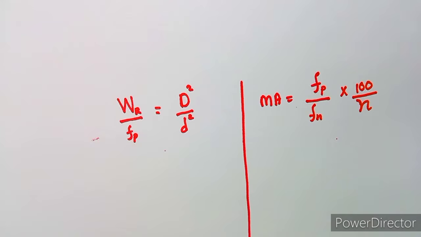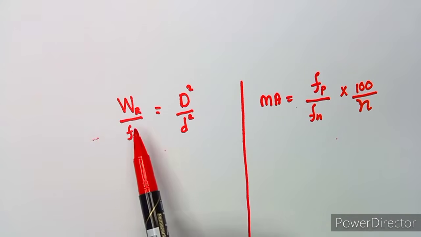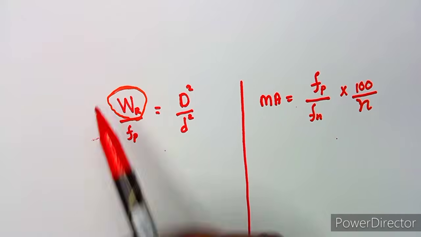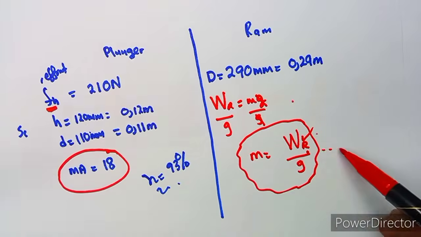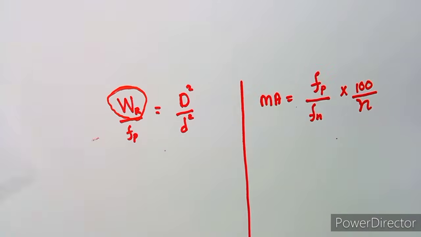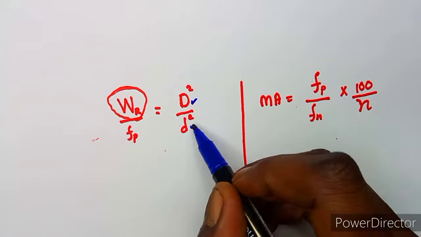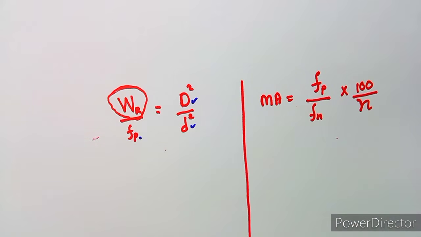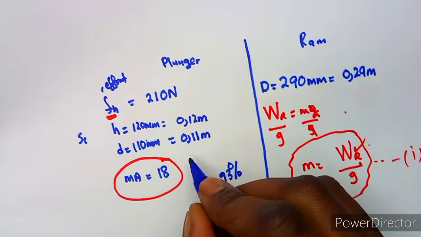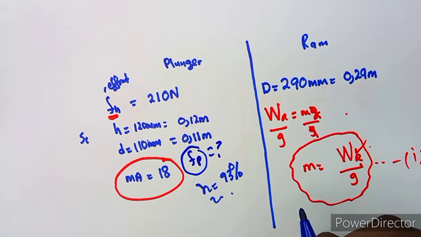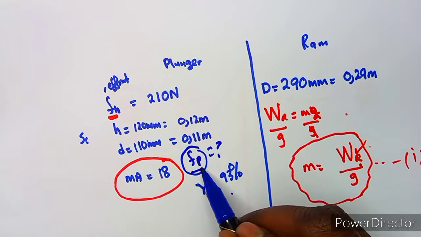So this is it. Here we want to calculate this force, because it's the one that is going to give us the mass from this equation. We want to calculate this force on the ram, but we do not have the force that is on the plunger. From our information, guys, we just have the effort, we do not have FP. So we are stuck again on another formula, which means we have to calculate FP.